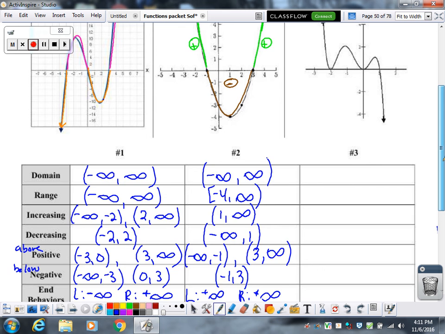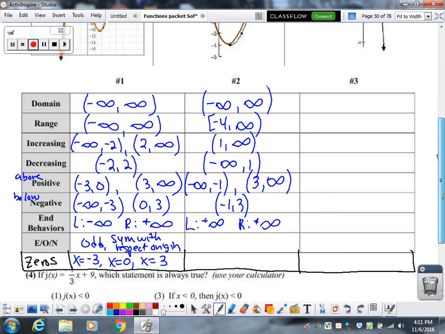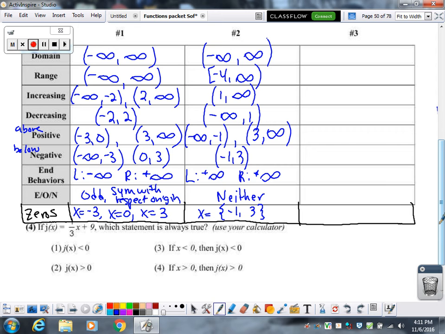The symmetry for this parabola, there is none. It is not symmetric with respect to the y-axis, nor is it symmetric with respect to the origin. Neither. For the zeros, I'm going to just write them in a different notation. Don't forget, we can use a set notation that the parabola crosses the x-axis at -1 and at 3, so we can use those fancy curly brackets if we want to. Make sure that you understand that means set notation. That means the x values.